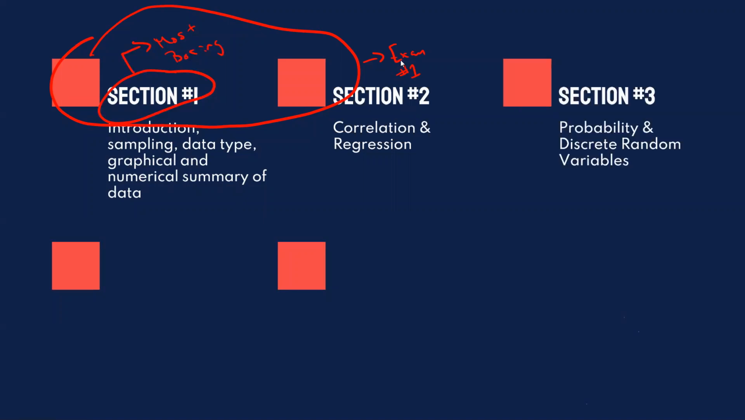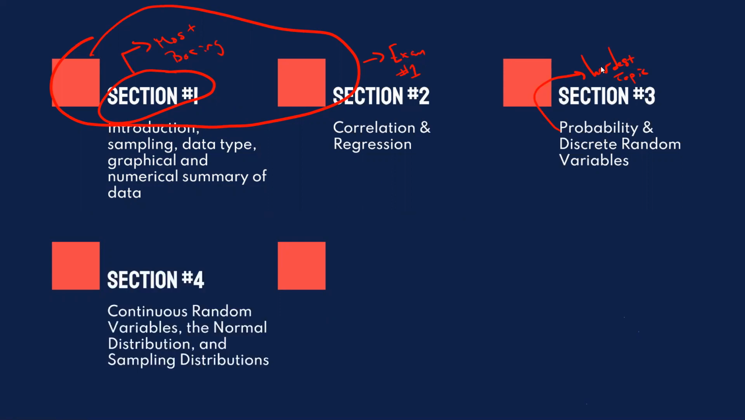Then we'll move into section number 3. This is about probability and what we call discrete random variables. I love teaching probability. It's my favorite topic. But I'll be honest with you, for some reason, probability ends up being the hardest topic. So don't get discouraged when we get to that section. This is exam number 2, is section 3, sorry about that.